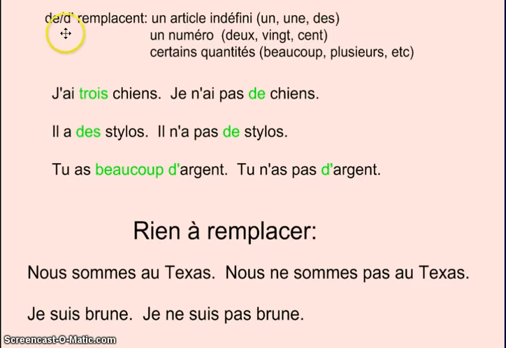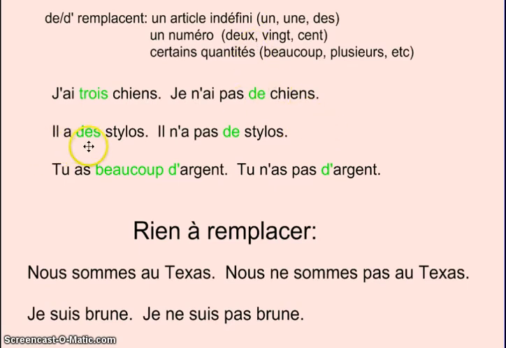De and its equivalent, d'apostrophe, remplace, replace, les articles indéfinis tels que un, une ou des, les numéros, par exemple 20 ou 100, et certaines quantités, par exemple beaucoup, a lot, plusieurs, several, etc. Regardons les exemples. J'ai 3 chiens versus je n'ai pas de chien. I've got 3 dogs, I don't have any dogs. That's right. Just like how in English we would change from some to any when it becomes negative, we would change from any one of these to de after pas.